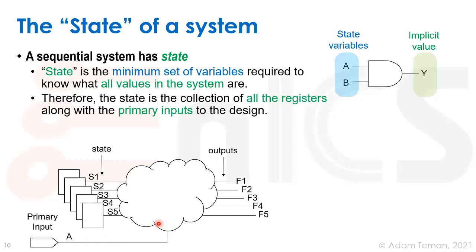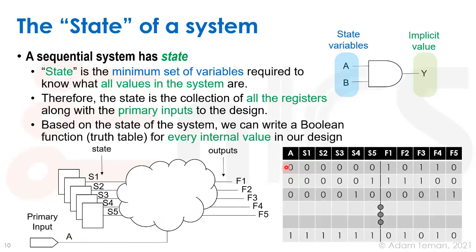If we look at a truth table, we're going to be able to take each one of these outputs, F1, F2, F3, F4, and F5, and write a truth table, such as we probably learned in some really early digital logic type course, and we're going to be able to write a Boolean function of F1, which is this whole thing, as a function of the primary input A and the state of the design S1, S2, S3, S4, and S5. So these are inputs of the design, but they're not regular inputs because they're actually driven by registers and not by a primary input to the design.